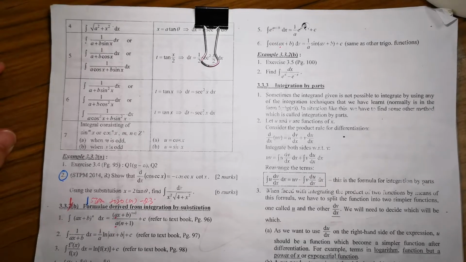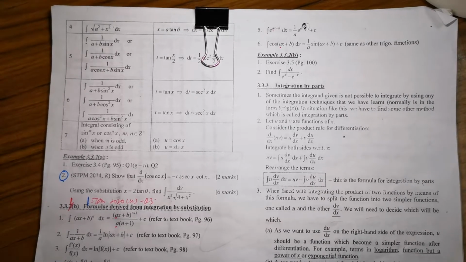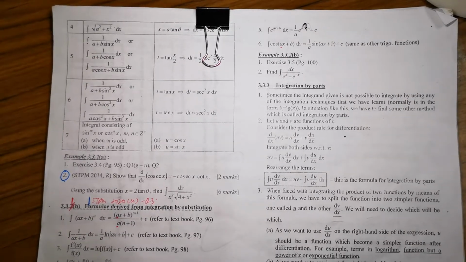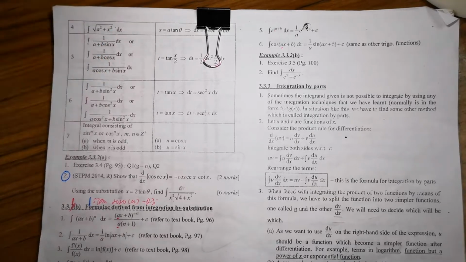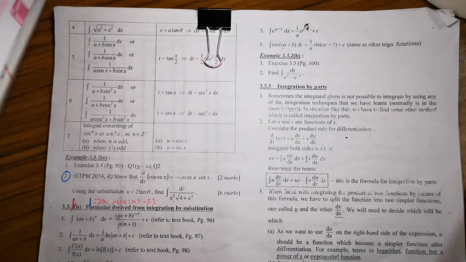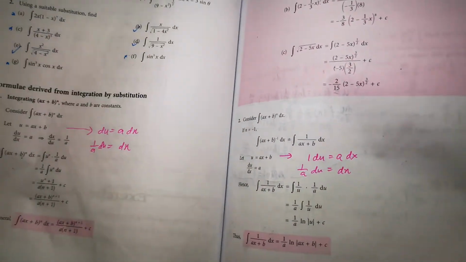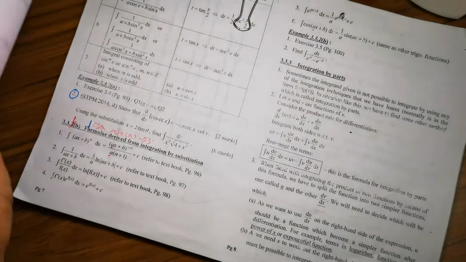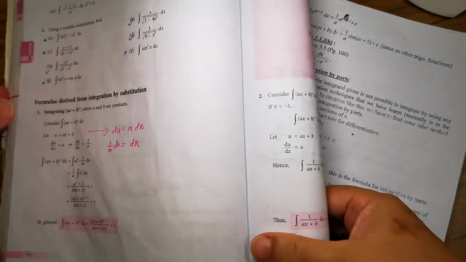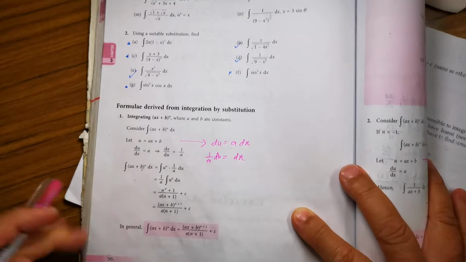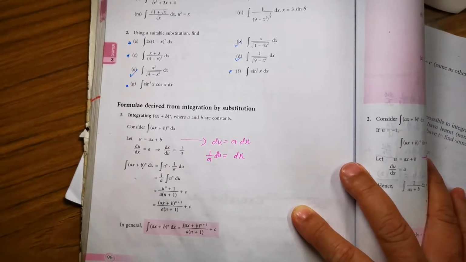Okay, so now we are going to see how we can get these 6 formulae. Some are in your textbook. The first 3 are in your textbook. So you can now open your textbook, page 96. Open your textbook, page 96. Let's see how we can get the first formula.